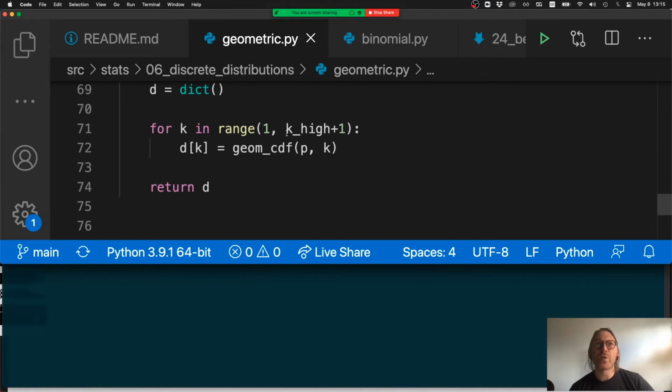So for K in range, 1 to K high plus 1, K is going to take 1, and then 2, and then 3, and then 4, and then 5, and so on. So we're just getting the associated probabilities for each of the counts of K, right? So 1, 2, 3, 4, and so on. Is that addressing your question? I may not be understanding your question correctly.